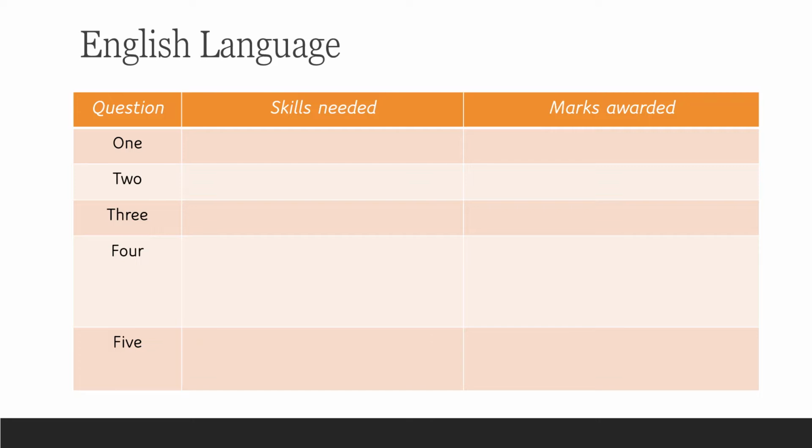So if we go through each one then, for question 1, the skills that you need to know or be aware of is explicit information. Now this is going to be one of the key things that you go through in one of your first lessons within English language, and you probably know what it means already. If you're not too sure, what we mean by explicit information is the obvious or the surface level meaning within an extract.